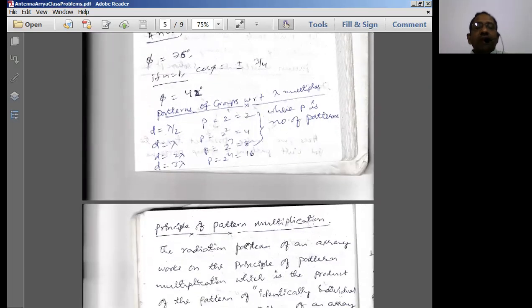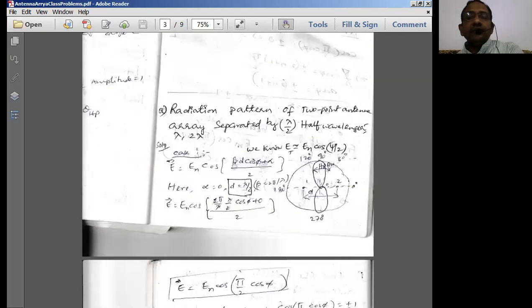And finally, what is the conclusion we can simply draw from this? See here, the radiation patterns group with respect to lambda multiples. What do we have now? D is equal to lambda by 2, when the distance between the two antennas is lambda by 2. How many patterns have we got? 2 patterns, the first one. So remember the first one: when D is equal to lambda by 2, we have got 2 patterns.